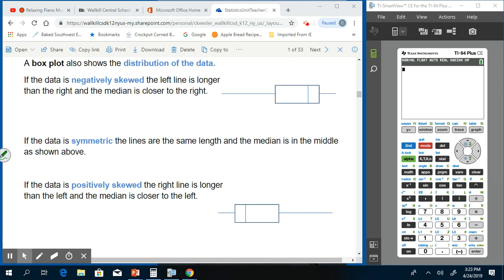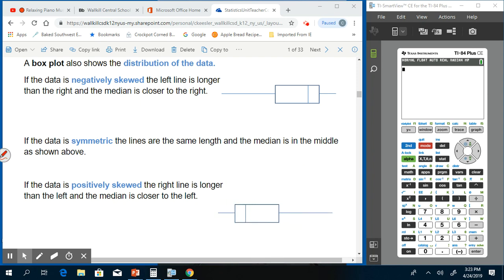Then the data is symmetric if the lines are the same length and the median is in the middle, as shown at the very top diagram. If the median is close to the middle and both sides are pretty much the same on either side of the median, we call it symmetric. And the data is positively skewed if the right line is longer than the left and the median is closer to the left. So in this case here, the median is close to the left. That's going to show that most of the data is very close here, where these numbers are more spread out, creating a tail, and also pulling the mean up. So the median, again, would be more representative.